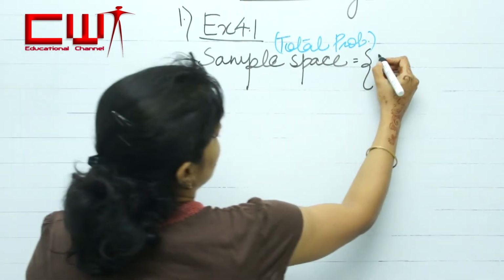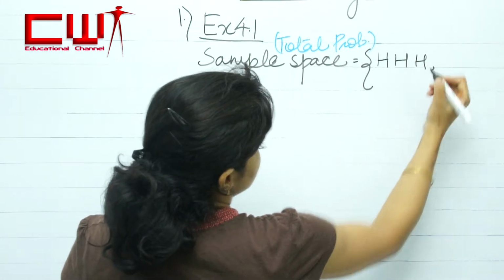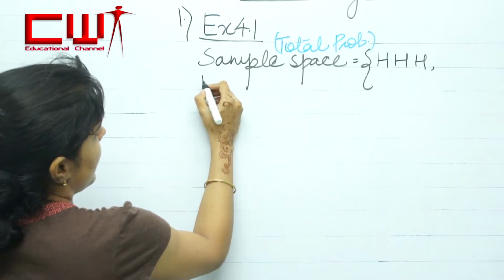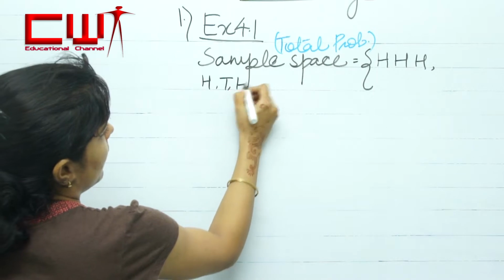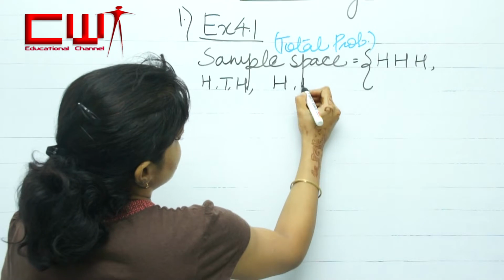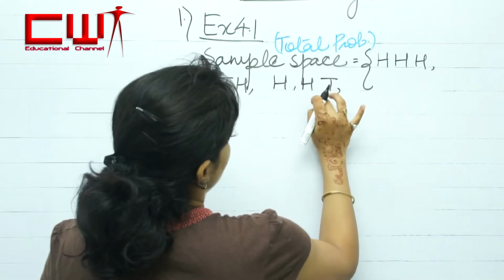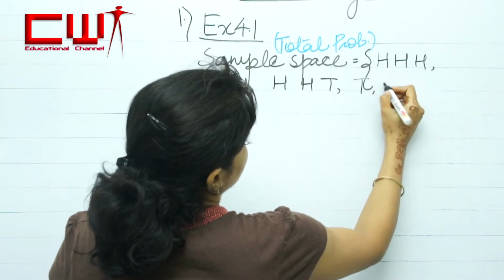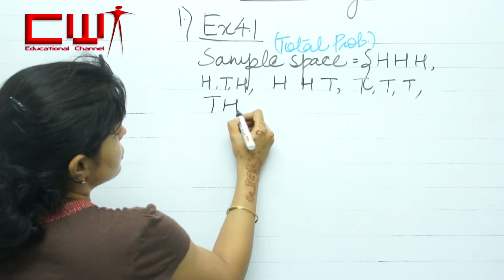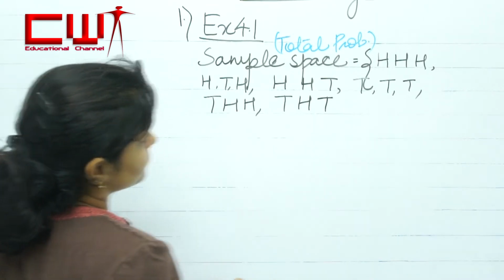It could be H, H, H. This is the first thing, right? Always start with the first thing. Then you can have H, T, H, right? This is the second thing you can have. You will have H, H, T. I'll just write it, then I'll explain what that is. Then you will have T, T, T. Then you will have T, H, H, and T, H, T.